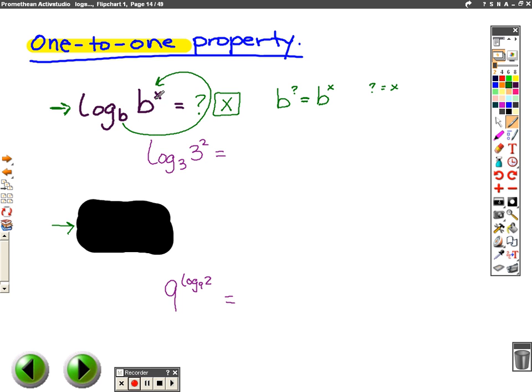Now notice our answer is right here. When we have a log with a base of b, and then a base that's the same, our answer is just staring you right in the face, right there. Because logarithms and exponential functions are inverses of each other, it's almost, I don't want to say they undo each other, but they do sort of. So your answer ends up being right here.